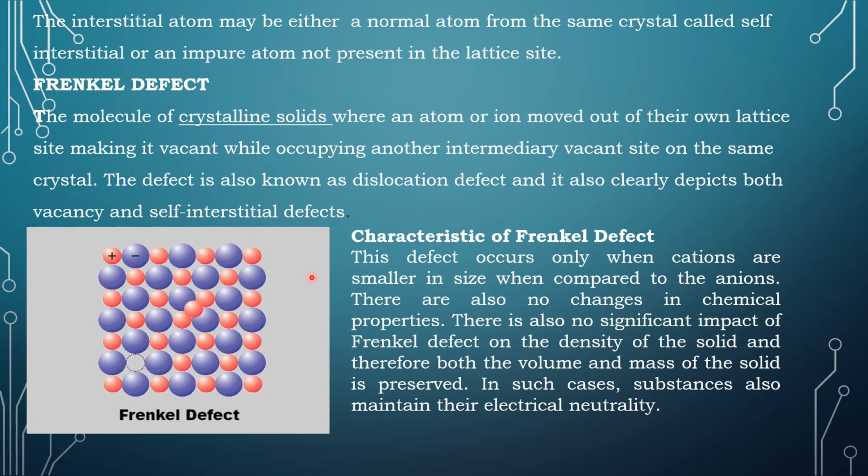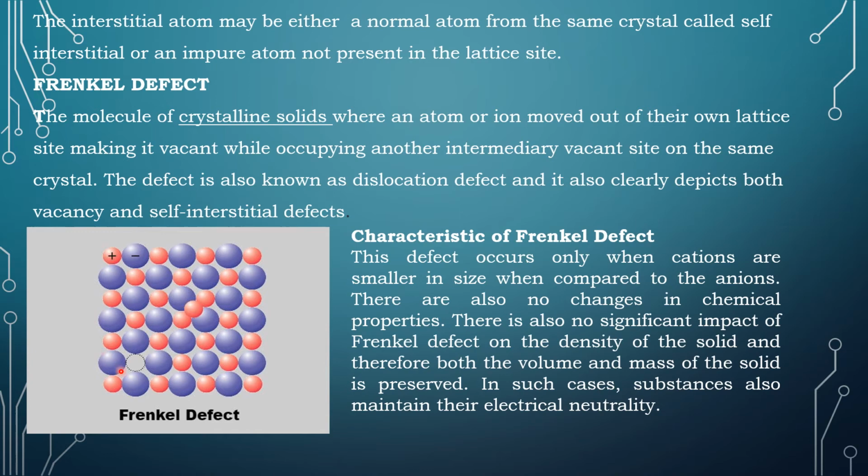This defect occurs only when cations are smaller in size when compared to that of the anions. There are also no changes in chemical properties. There is also no significant impact of Frenkel defect on the density of the solid, and therefore both volume and mass of the solid is preserved. In such cases, substances also maintain their electrical neutrality.